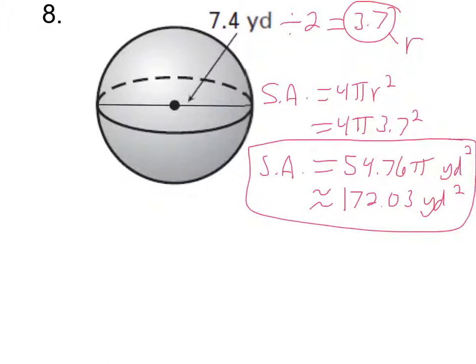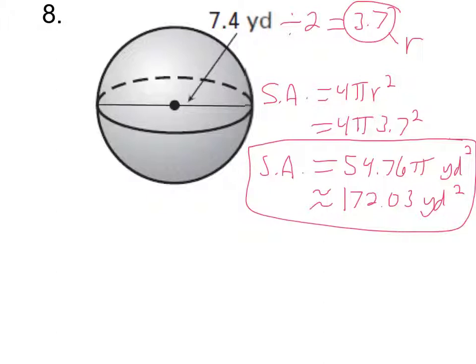Now, I think you should be able to tell that that 7.4 is pointing at a diameter. I know it's not pointing right at the center, but it's pointing at a segment that keeps going. But if you want to ask during class, I'm always glad to clarify that. But that's just something to be on the lookout for.